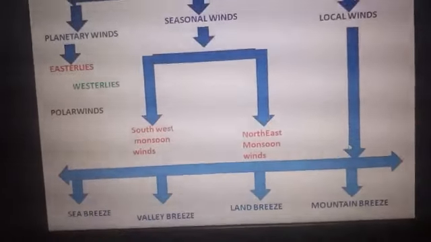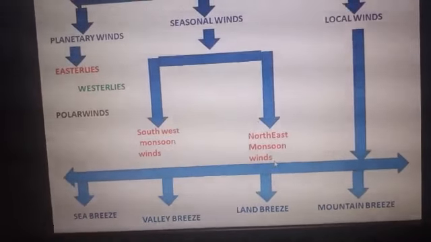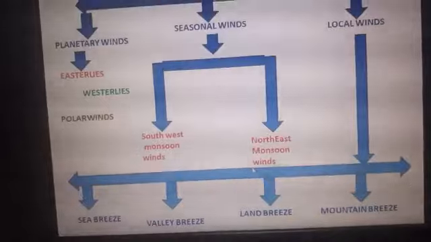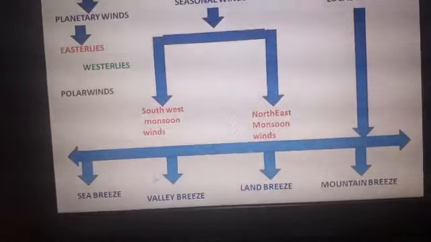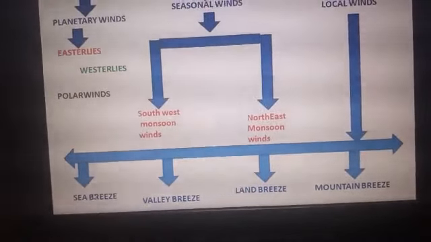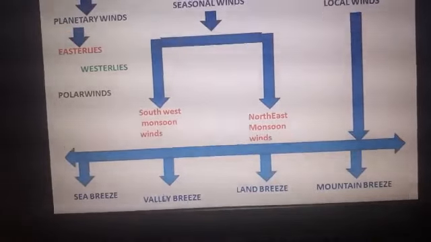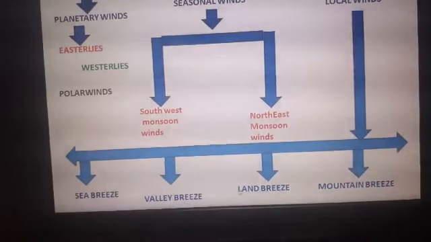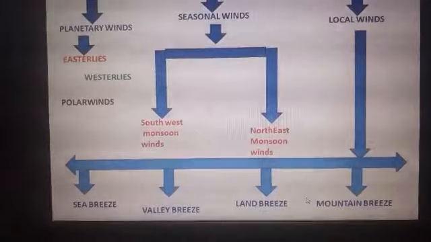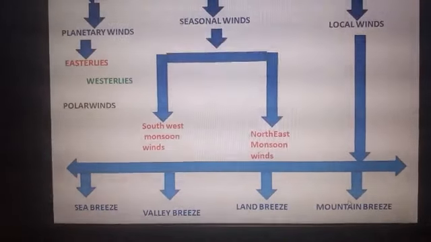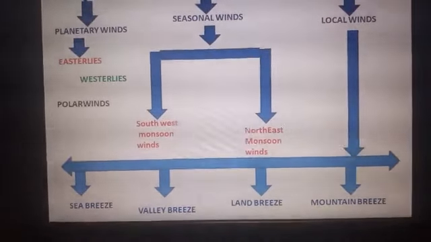Now these winds are of four types. These local winds are divided into four types. First is sea breeze, then second valley breeze, next is land breeze, and then we have the mountain breeze. So local winds are of four types.